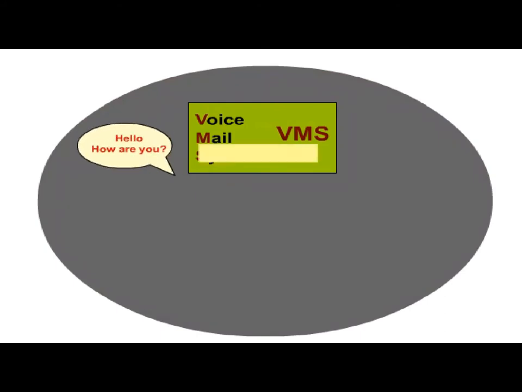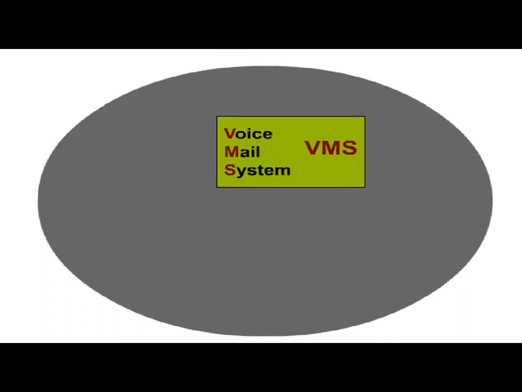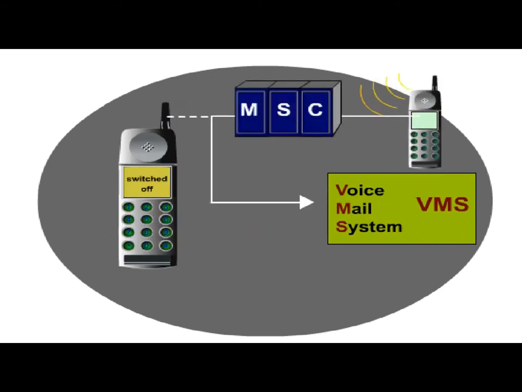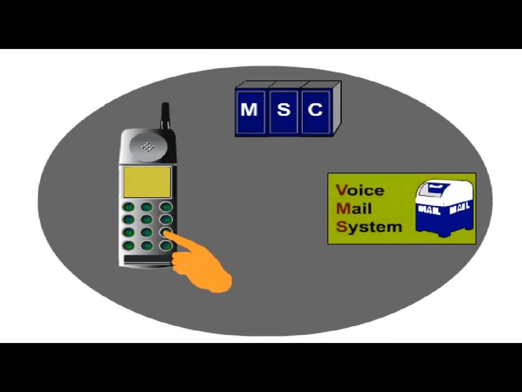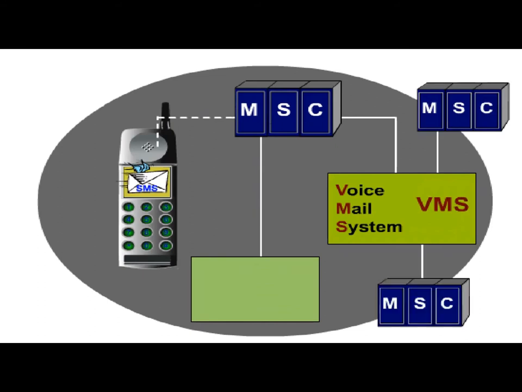The voicemail system, VMS, is a memory system for voice, data, and fax messages spread over the network. In other words, a large-scale answering machine. If a subscriber has switched off his mobile station or can't be reached for other reasons, the messages are not sent to his mobile station, but are fed directly into the VMS and stored there. The subscriber can either request them from the VMS or he's notified via SMS. The VMS can have interfaces to several MSCs and to the Short Message Service Center.